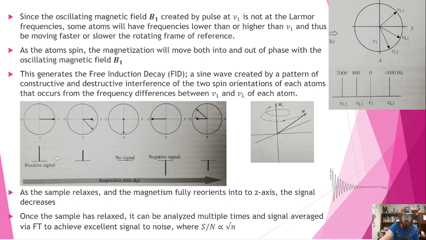Basically you'll get a sine wave based on where they're actually at from this free induction decay. Don't have to worry so much about this, but just know that we're going to analyze this multiple times, and we'll get a high signal-to-noise ratio based on the square root of n once again.